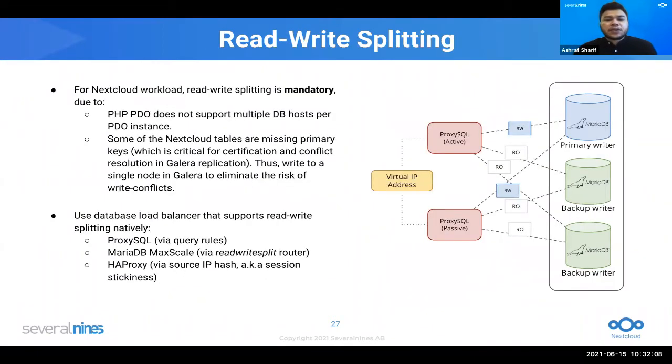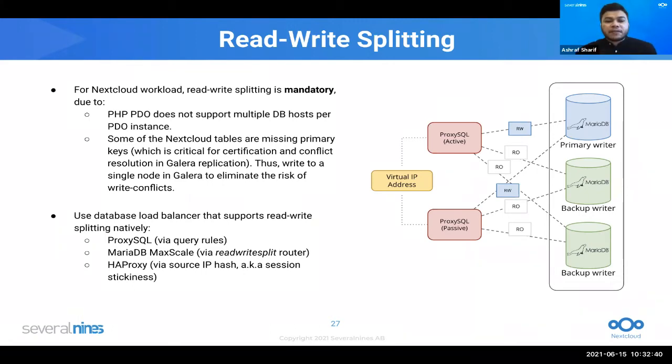So Nextcloud database workload requires a single writer setup because of the PDO module that it uses. PDO does not support multiple database hosts per PDO instance. And another important factor is some of the Nextcloud tables do not have an explicitly defined primary key, especially on the older Nextcloud versions. I believe in the latest version 21, only one table has no primary key, but the rest come with a primary key.